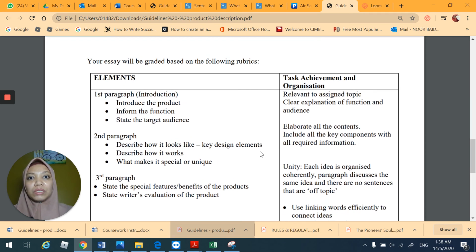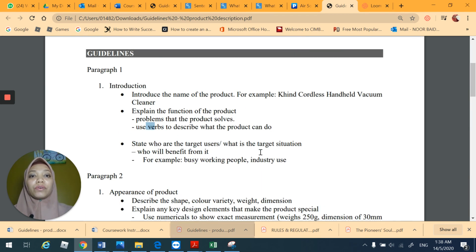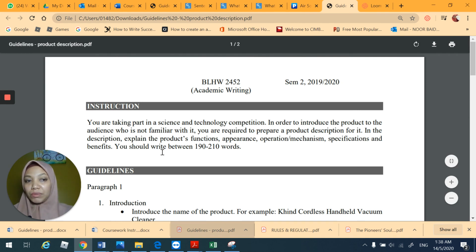All right, so this is the explanation for your product description assessment. I hope this helps you in preparing for the product description.